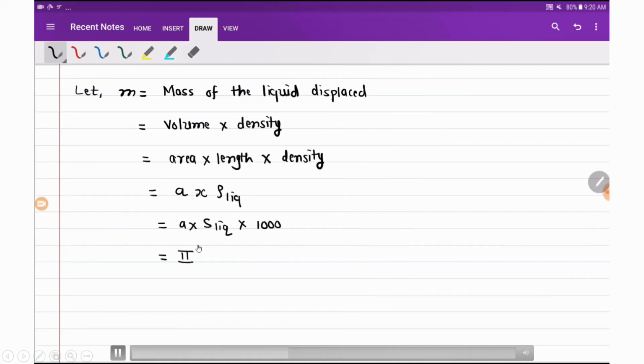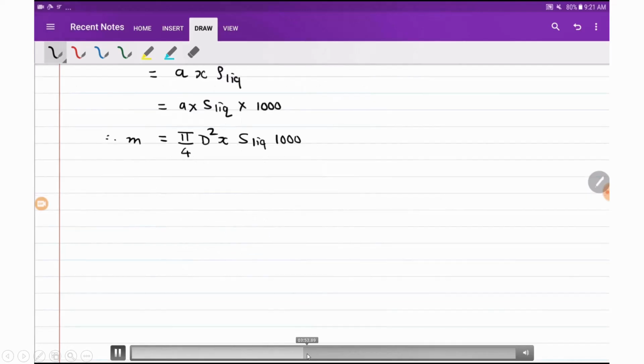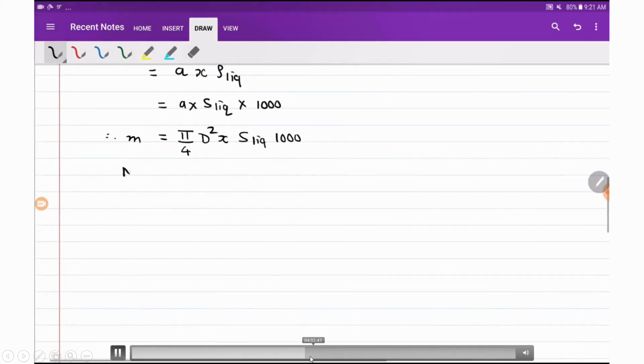So we can say that area is pi by 4 d square, that is the area of the cylinder, multiplied by X, the displaced liquid length, S liquid as it is, and 1000 as it is. So this is the mass of the liquid which is displaced.